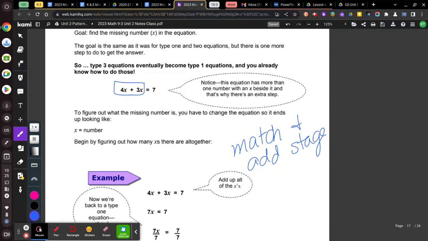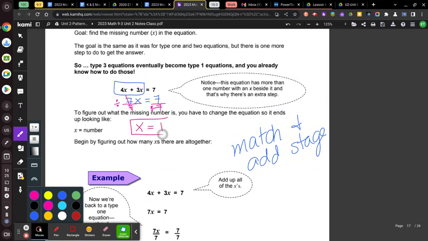Because they both have the letter x. So if I can add those guys together, I get 7x equals 7. Now I'm back to a one-step equation. All I've got to do is get rid of the number sitting beside the x. To get rid of the number sitting beside, we divide. So I would divide by 7 here, and that gets rid of the number sitting in front. So 7 divided by 7 gives me x equals 1.